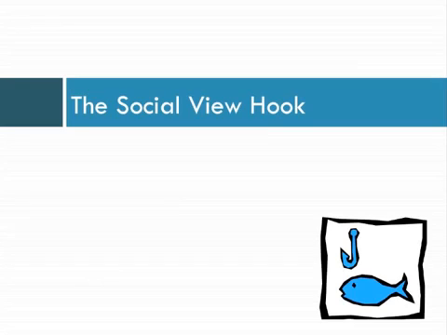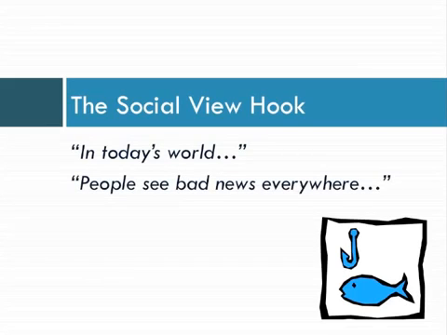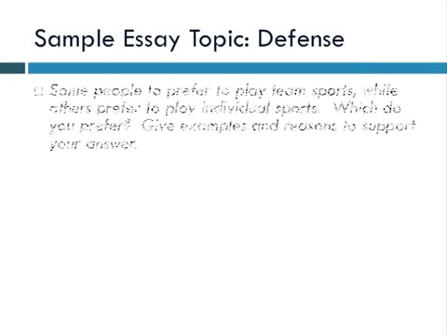Another very popular hook among students is the social view hook, and this one can be looked at from many different perspectives. So for example, oftentimes you may appeal to the idea of comparing the past and the present. So thinking about in today's world compared to the past. Or using some of the same general language that you might find in the topic itself. People see bad news everywhere. So again, these are just some samples. Let's see how we apply it to our particular essay.